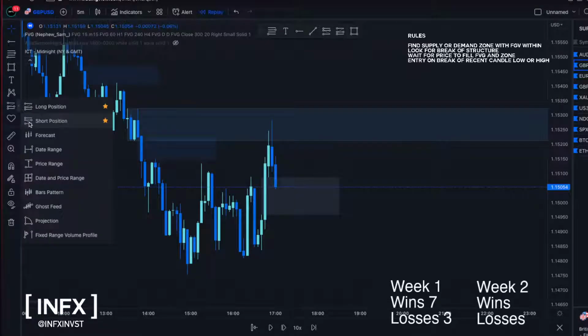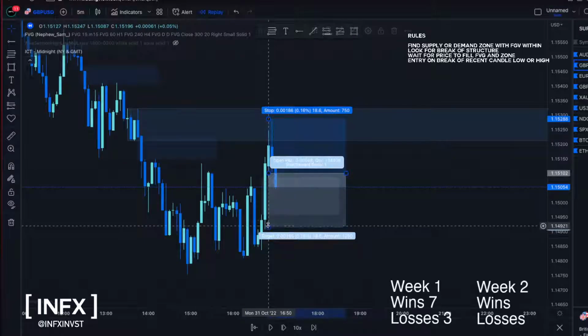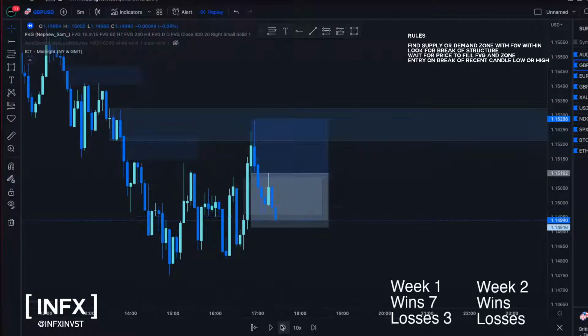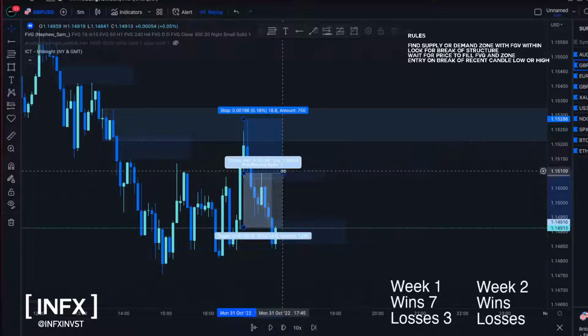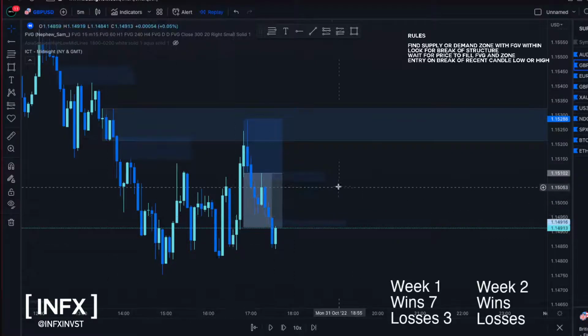Let's see how this one would have played out. Because we got our supply zone here, fair value gap, big volume zone. Okay, that would have been nice. That was nice. So, although that was late in the day, it's not too late. It's not into the evening.